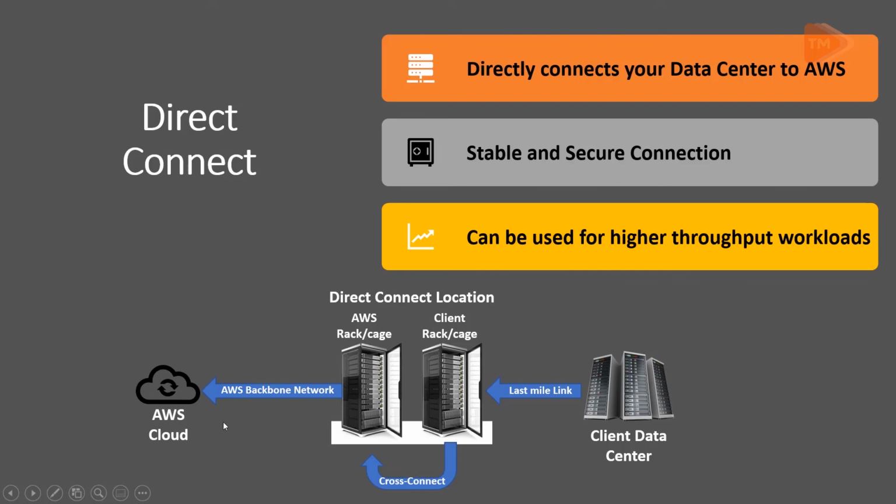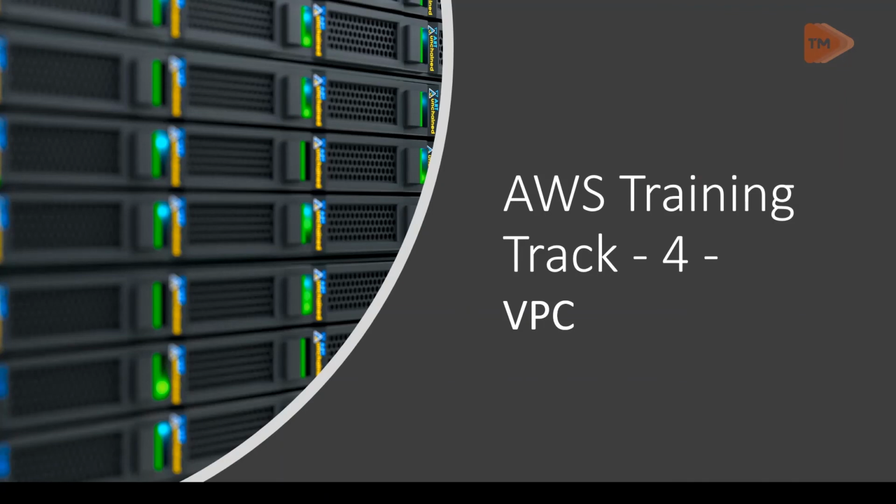So this is how the connection is done on Direct Connect. It's a pretty straightforward thing. There's a last mile which is connected to your rack or cage, from where you connect with a cross connect cable to the AWS rack or cage, and from there it is connected to the AWS cloud hosting using the AWS backbone network. So that is about Direct Connect.